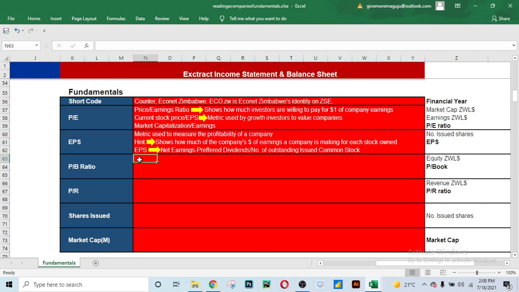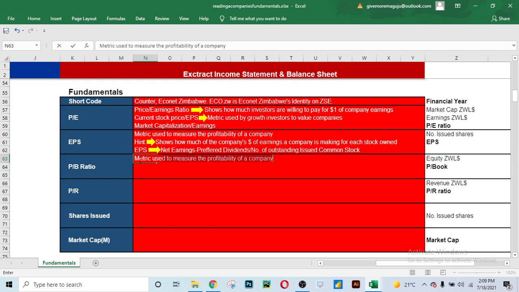Okay, so the price to book ratio is a metric that is used to value companies, and the formula can be written as market capitalization divided by book value, or it can also be written as market capitalization divided by equity, and sometimes it's referred to as the price to equity ratio. Okay, so let's just do that.